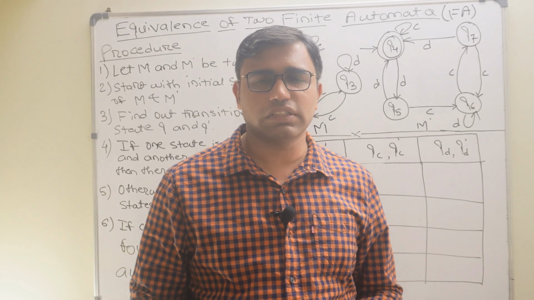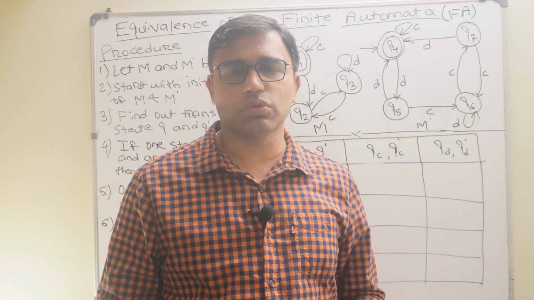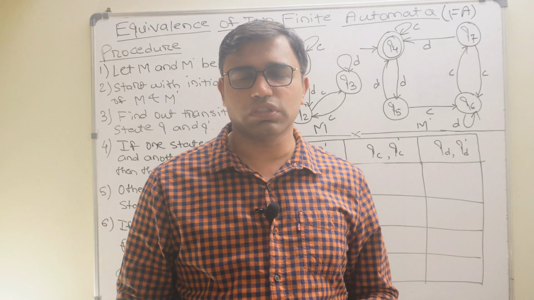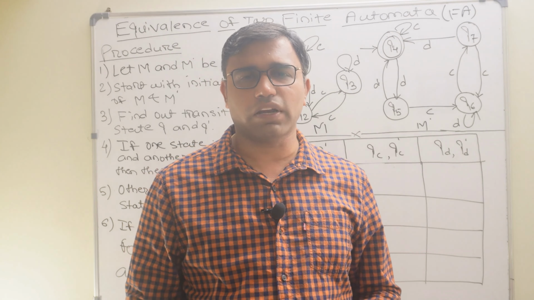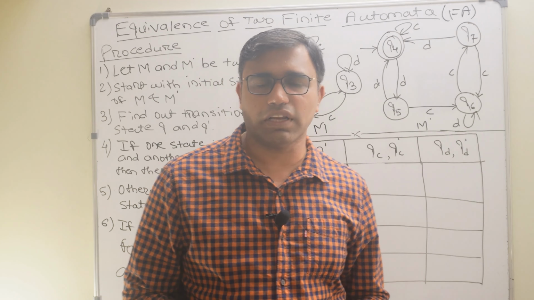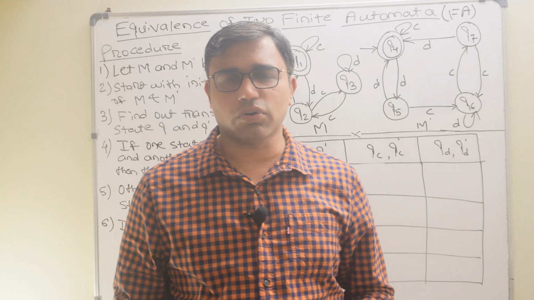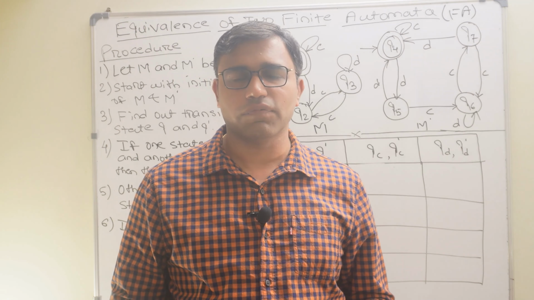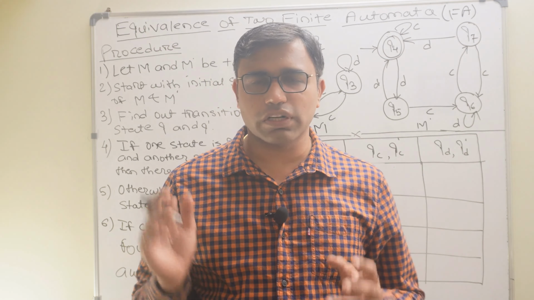The first condition for finding equivalence is that the two finite automata must have the same input symbols. If one finite automaton contains input symbols a and b, then the other finite automaton must also contain input symbols a and b. It should not contain c and d. So this is the first condition. Let us see the procedure.